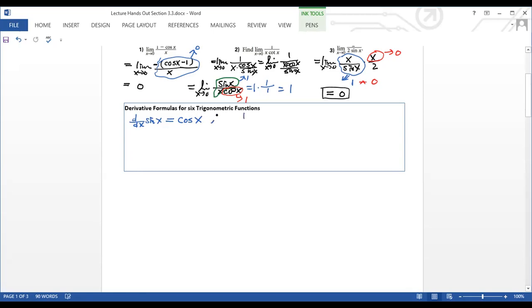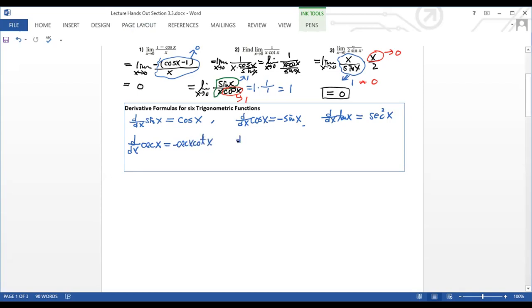Okay, so then the next one here is d/dx of cosine x. So what will the derivative of cosine x be? It is negative sine x. Then the next one here is d/dx of tangent x. Okay, so the derivative of tangent x is secant squared x. Okay, so now we just do the reciprocals. So this is d/dx of cosecant x. So what is the derivative of cosecant x here? It will just be negative cosecant x cotangent x.